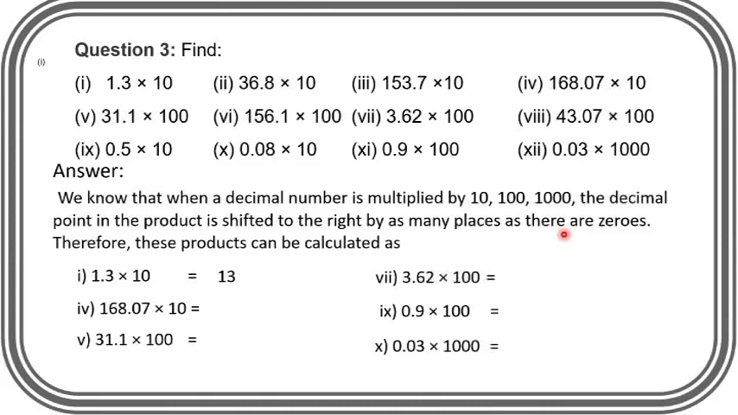So first answer is 13. Second answer, we already solved, 368.0. Fourth answer, you can assume it, 1680.7. Fifth answer, 3110. Seventh answer, 362. Ninth answer is 90, and 10th answer here we are getting 30. Now we are going to check all these questions. How do we get this? According to this method, by shifting the decimal to the right hand side according to their zeros.